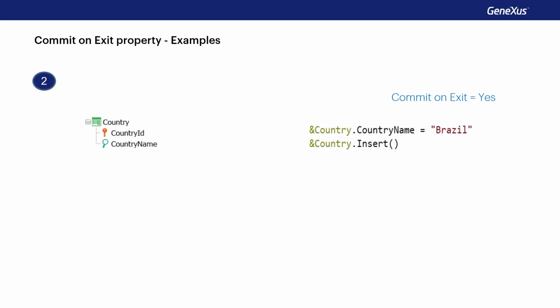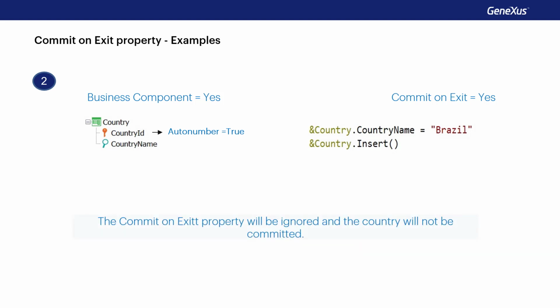Let's see the following. Consider the same country transaction, set as business component, and the source of the procedure shown. The country ID attribute is auto-numbered, and the procedure has the commit on exit property set to yes. What will be the behavior? Since the procedure only performs operations with the business component, even if the procedure has the commit on exit property set to yes, it'll be ignored, and the country will not be committed. To achieve this, it's necessary to add the commit command explicitly.